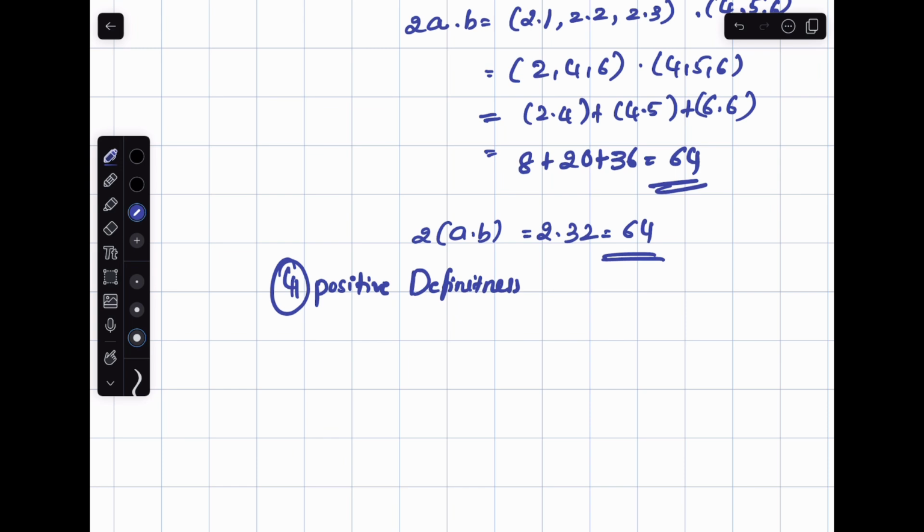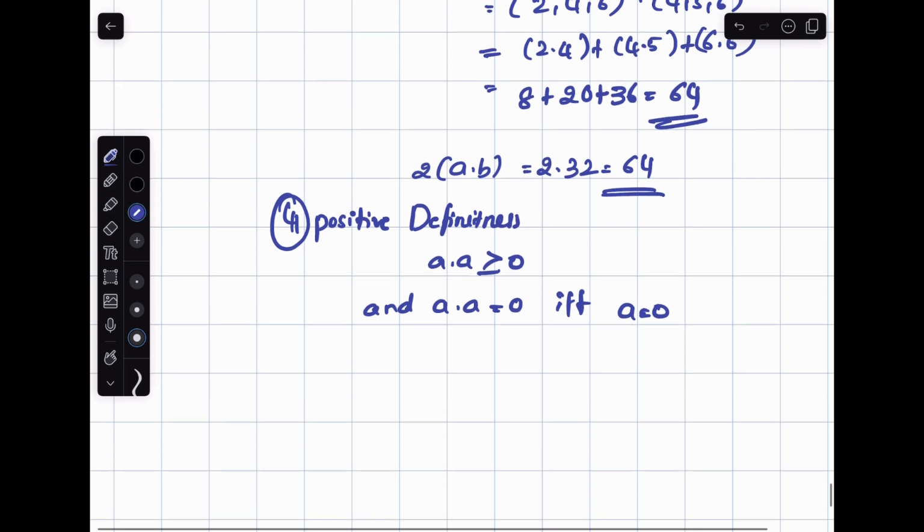What do you mean by that? So positive definiteness means a into a should always be greater than or equal to 0, and a into a is equal to 0 only if a is equal to 0, right? I hope you know this.